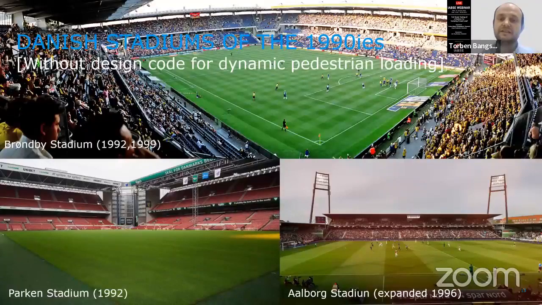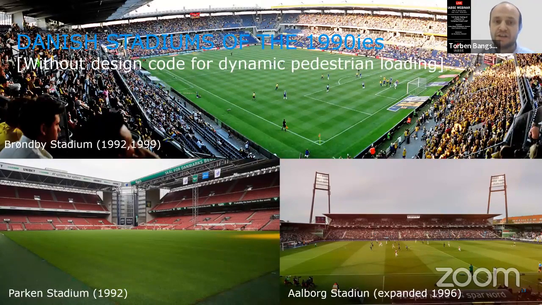Now, in the 90s in Denmark, very different approaches were taken, or say, at the end of the day, very different results came out of some of the new stadiums that we constructed in the 90s in Denmark. At that time, our design code in Denmark had not been updated with any load model for dynamic crowd loading, dynamic loading from jumping people, or for pedestrian loading.